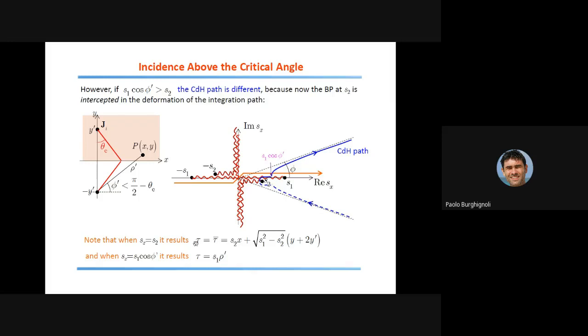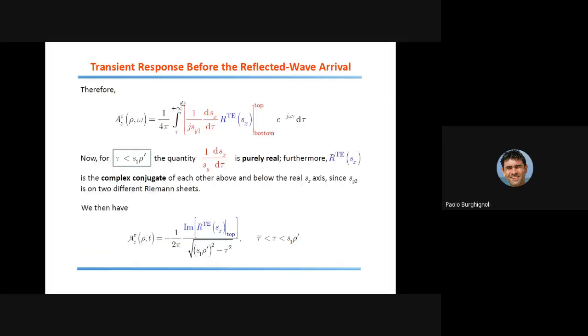What's the difference then in the evaluation of the time domain waveform? Well, you have the contribution not only of the hyperbola, but also of the horizontal part of the integration path. As before, you can write the tau integral as an integral along the real axis that goes now from tau bar to plus infinity.